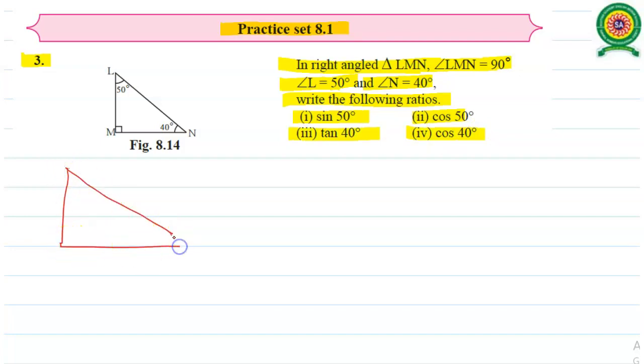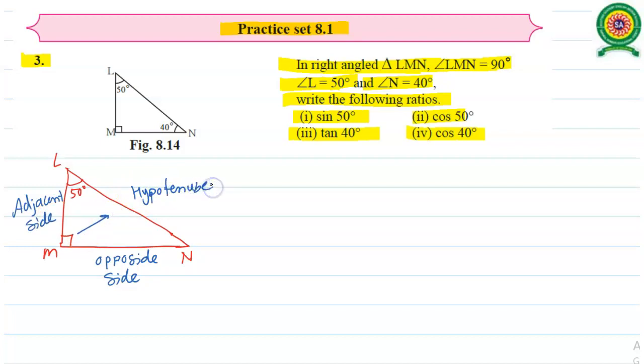We have the right angle triangle, which is right angled at M. That means we have given angle LMN is 90 degree. So let's firstly take the angle L equal to 50 degree. With respect to angle L, we have the opposite side, that is MN, and with respect to angle 50 degree, or the angle L, we have the adjacent side LM. So I am writing the adjacent side, and opposite the 90 degree we have the hypotenuse.